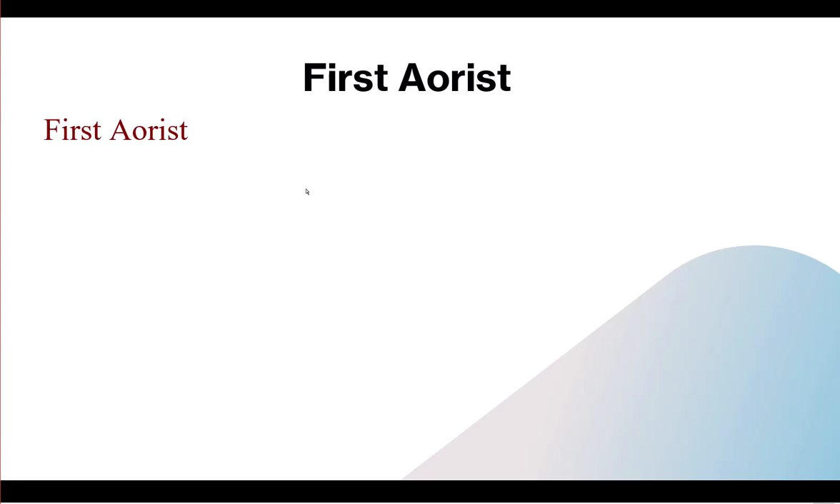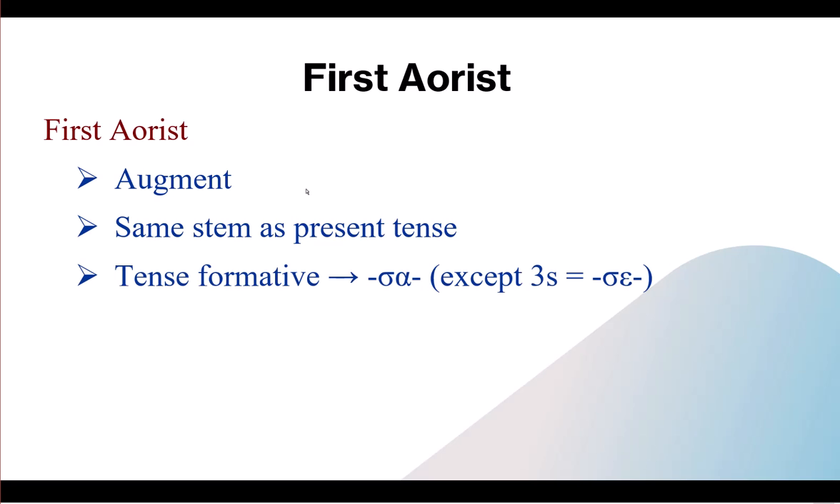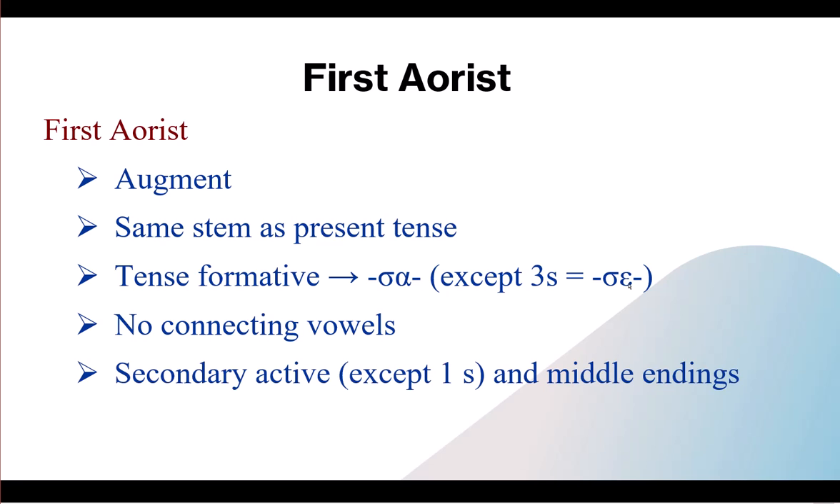So for first aorist, we have an augment just as we do for the other secondary tenses. We normally use the same stem as the present tense. There is a tense formative. It is sigma alpha, sa, except for the third singular, which is sigma epsilon, se. We'll see why in a minute. There are no connecting vowels, and there are secondary active and secondary middle endings, but note that the middle and passive are not the same.